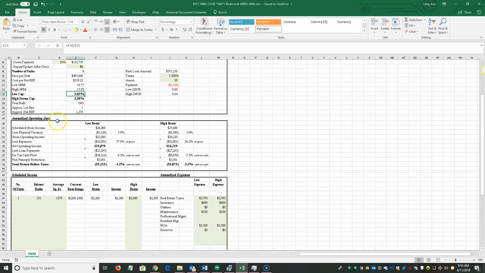Now go down to the annualized operating data section. We got the gross income, $26,400. Taking about 5% off of that as an estimate for what we're going to lose in vacancy, leaving your gross operating income, $25,000. Take out your expenses of $10,000, and you're left with your net operating income of just over $15,000 on the low side. This is your high of $16,219. That is your net operating income.